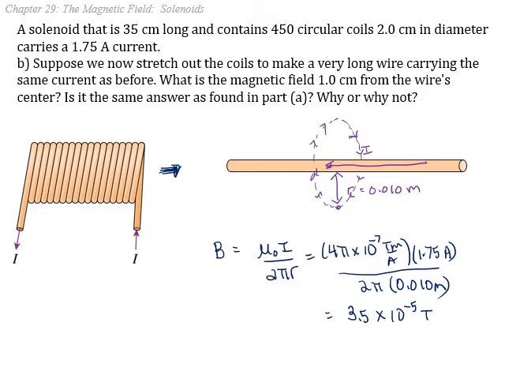So at point P where we found the field, it's coming straight towards us. That makes that in the plus K direction. So if we wanted to write our magnetic field as a vector, we would add a K hat.